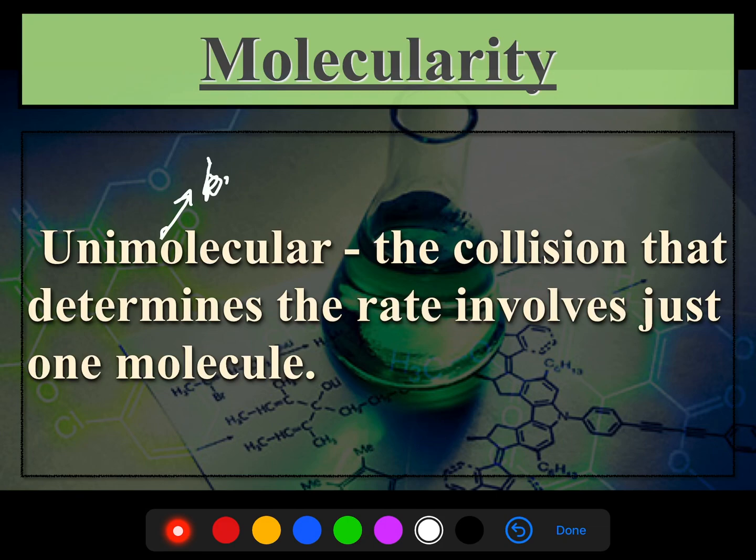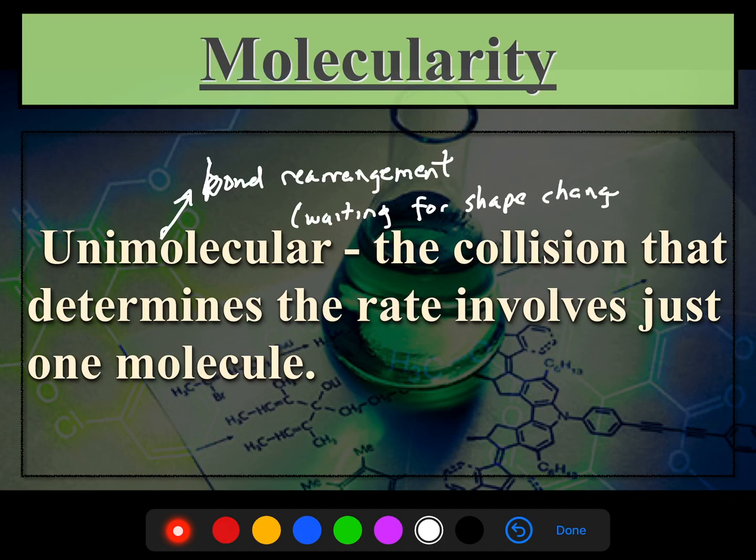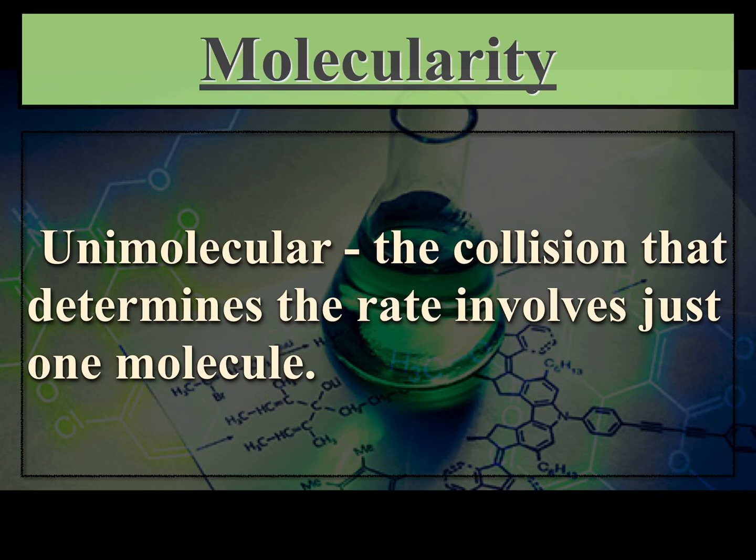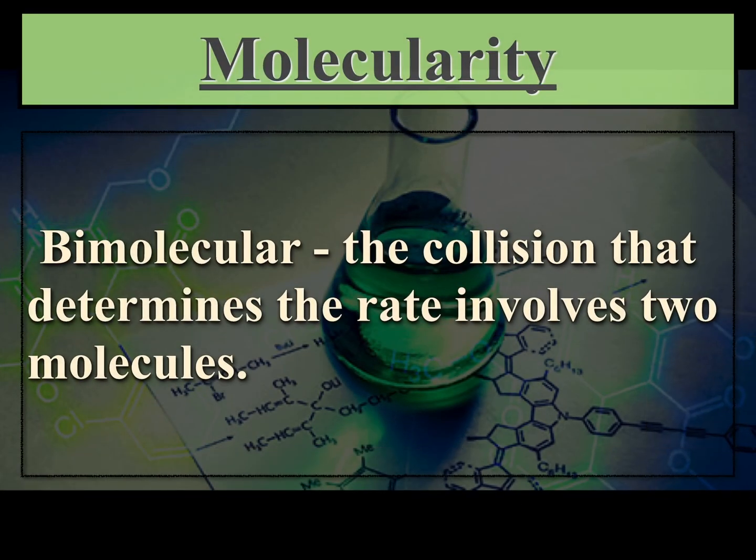So we're going to just say that that's going to rely on bond rearrangement. Bond rearrangement for one molecule, and that means we are waiting for something to happen, perhaps a change in shape. If the rate determining step involves 2 molecules where both of them have an impact on the speed, then we're going to call that bimolecular in nature.